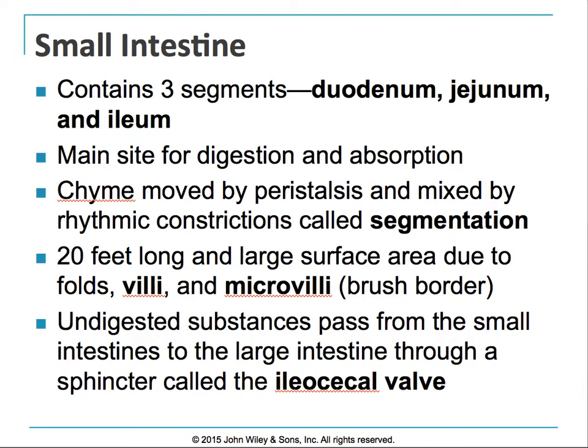Any substances that don't get digested or absorbed pass through the small intestine to the large intestine through another sphincter called the ileocecal valve. Okay, so we have another sphincter here, another muscle that works to open and close and regulate the passing of substances between the small and large intestine. It's called the ileocecal valve.